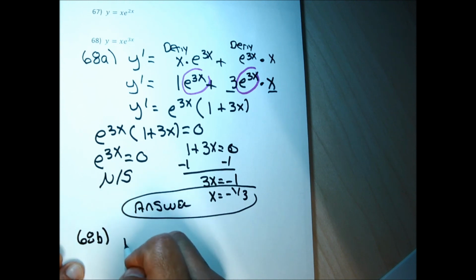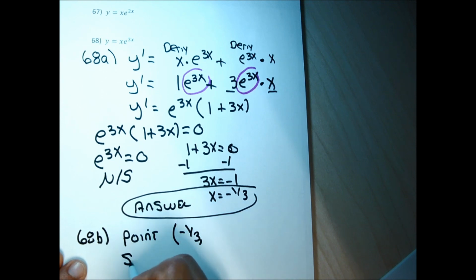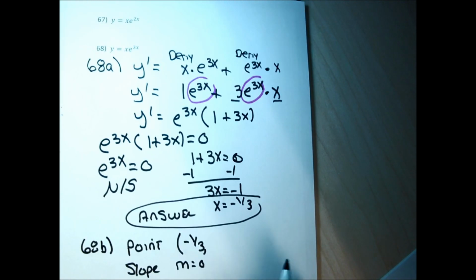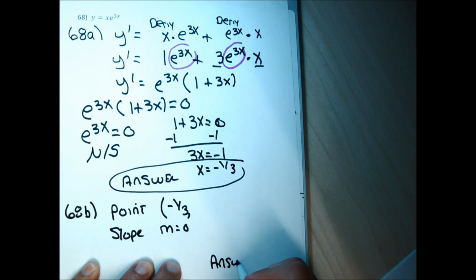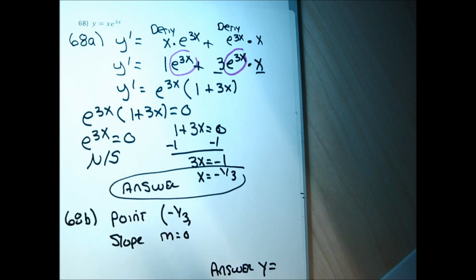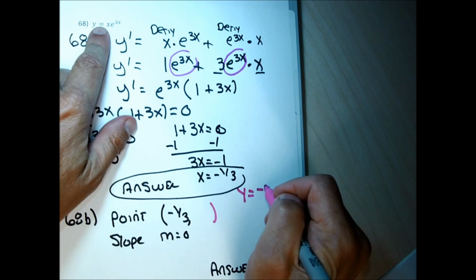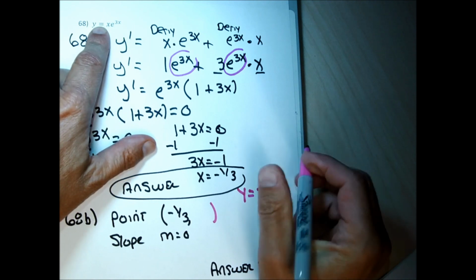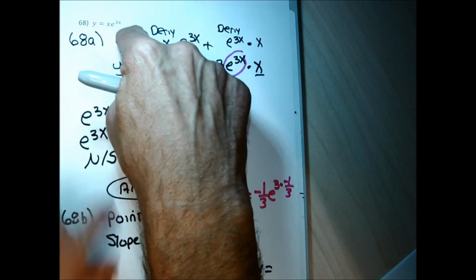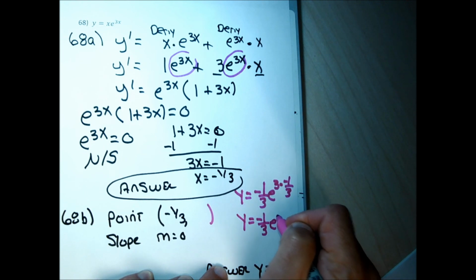For 68b, the x coordinate of my point is negative 1/3. The slope is what I set the derivative equal to, which is 0. I need the y coordinate of my point, and my answer is going to be y equals whatever that comes out to be. So to finish this up, I need to get my y coordinate. So I'm going to go y equals negative 1/3 times e to the 3 times negative 1/3. That's just putting negative 1/3 in for both of the x's. That's going to give me y equals negative 1/3 times e to the negative 1.